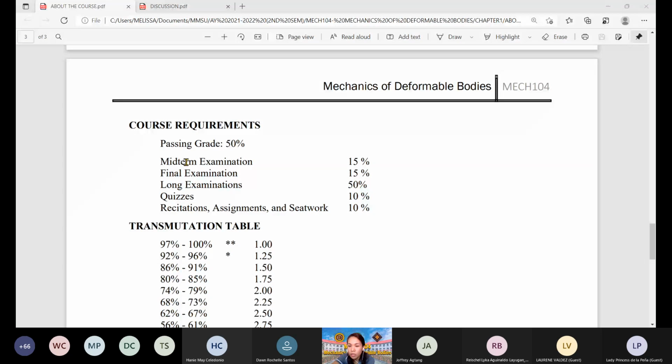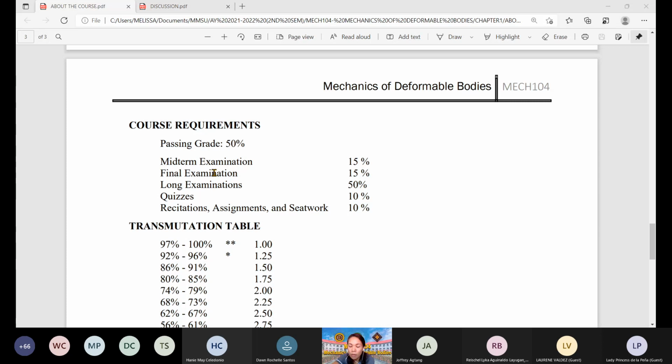Let me repeat: the midterm exam and final examination are compulsory, so you must take both. If you do not take either the midterm or the final exam, you will automatically be incomplete. If there is an emergency, for example you were hospitalized, you can have a special exam as long as you inform the instructor ahead of time and present an excuse letter or medical certificate.